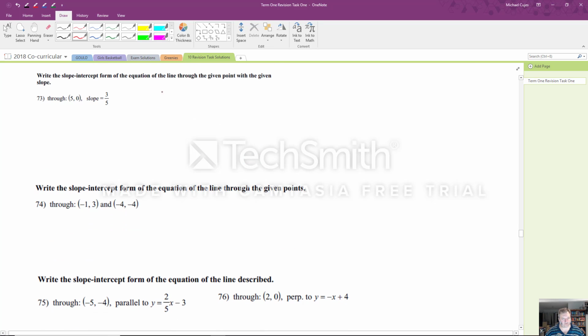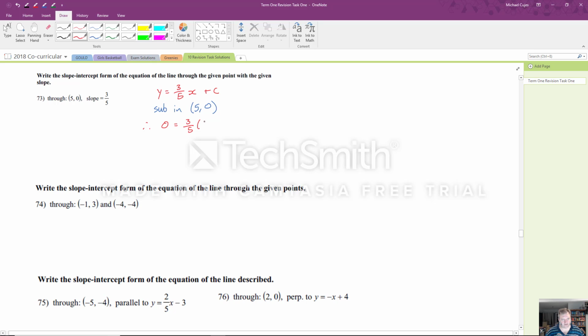Oh, we've got a slope of 3/5, so I'm going to have y equals 3/5 x plus c. They haven't given me the y-intercept this time, so what am I going to say? I'm going to substitute in the given point, 5, 0. Because if that point is on the line, then it's going to make the equation true, which will let me evaluate c. So I'm going to let y equal 0.